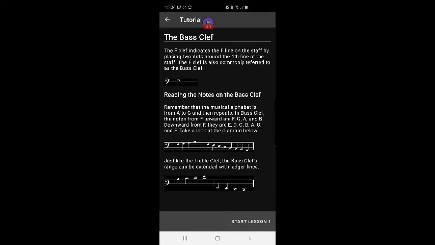Reading the notes on the bass clef. Remember that the musical alphabet is from A to G and then repeats. In bass clef, the notes from F upward are F, G, A, and B. Downward from F, they are E, D, C, B, A, G, and F. Take a look at the diagram below. That's right here. You can't see it. I mean, you can't see where I'm tapping.